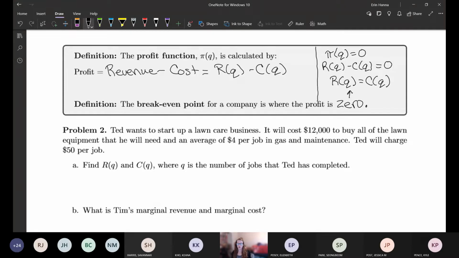So actually to find a break-even point, you have two options. You can either set the profit equal to 0, or you can set revenue equal to cost. They will both find you the same answer. Personally, if I have the profit function, I usually use that. If I don't have the profit function, then I will usually not take the extra step of finding it and just set revenue equal to cost. Whatever you prefer is fine.